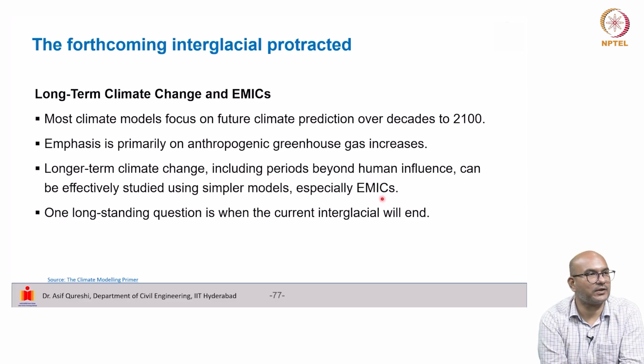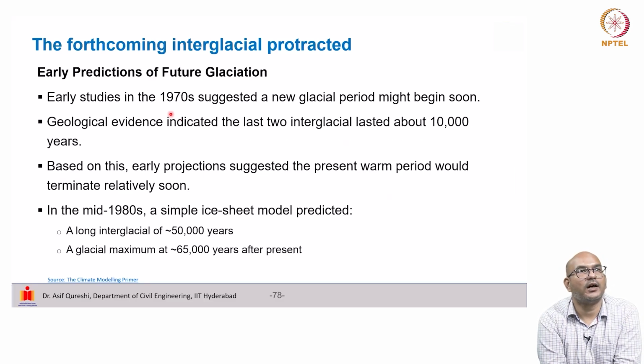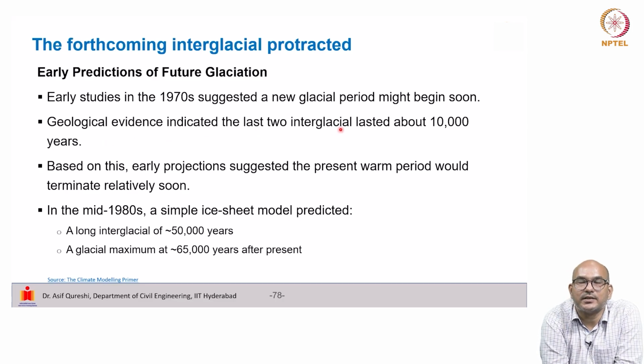And then of course, one question can be whether the interglacial period may end or begin. Now, early studies in the 1970s suggested a new glacial period might begin. Geological evidence suggested that the last two interglacial periods lasted about 10,000 years. So, based on this, early projections suggested that the present warm period would end. In the mid 1980s, a simple ice sheet model predicted an interglacial period of 50,000 years and a glacial maximum at 65,000 years after present.